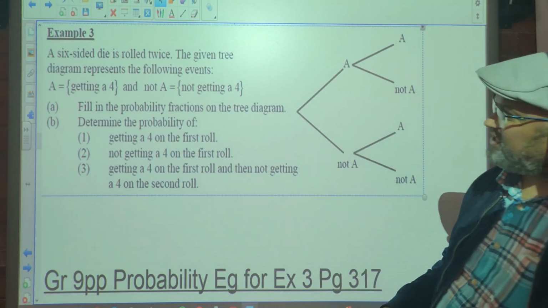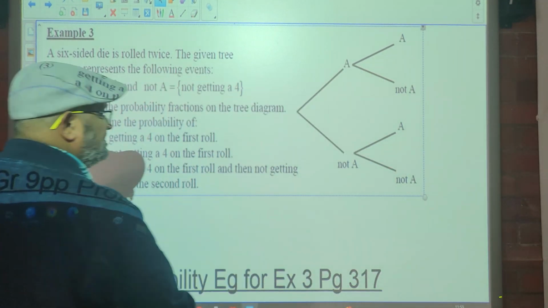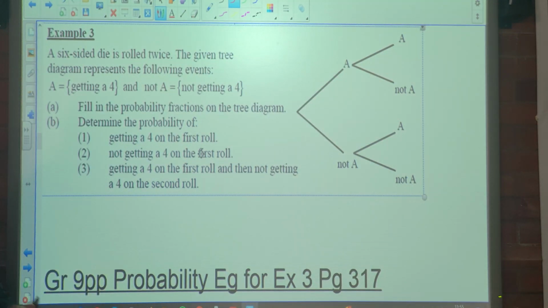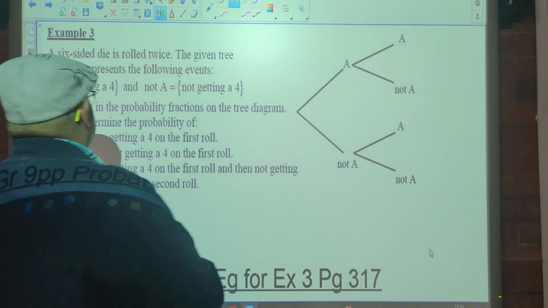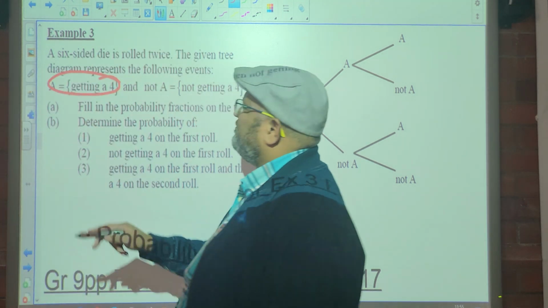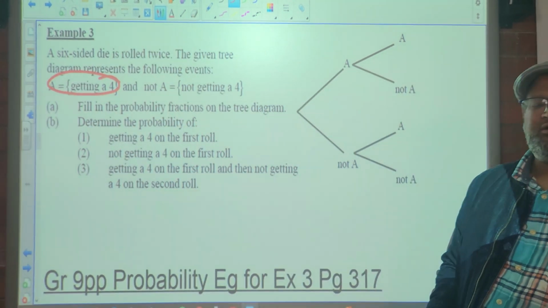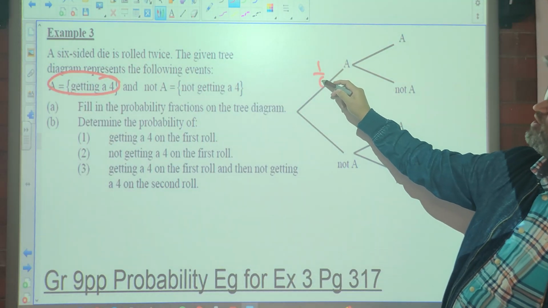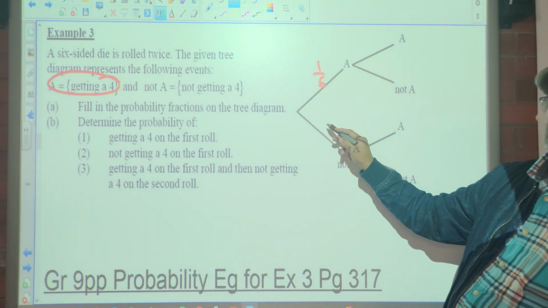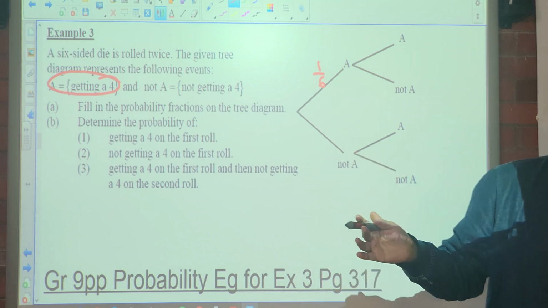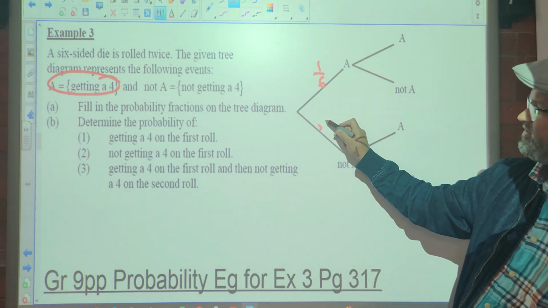So, how many 4s are there on a die? 1. How many outcomes are there? 6. So what is the chance of you getting a 4 on the dice? 1 out of 6. And not getting a 4? How many non-4s are there? 5. So it's 5 out of 6.